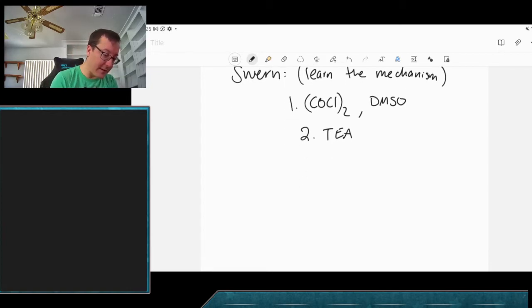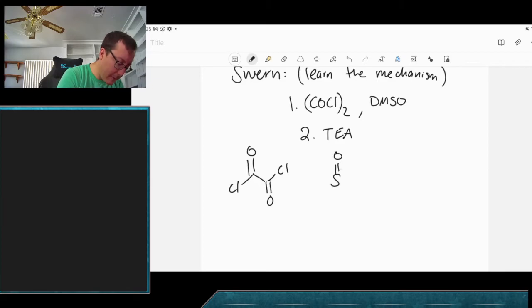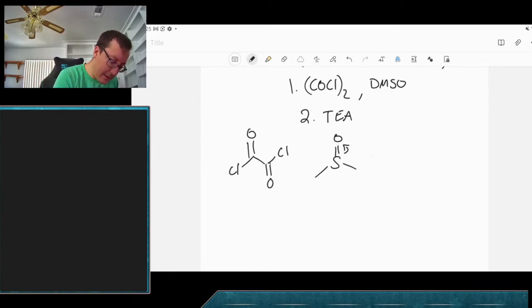So the first step for Swern actually does not involve the alcohol at all. We just need the oxalyl chloride and the DMSO to do their thing. So oxalyl chloride looks like this. And then DMSO, of course, is the following. So what's interesting about DMSO is its resonance form.